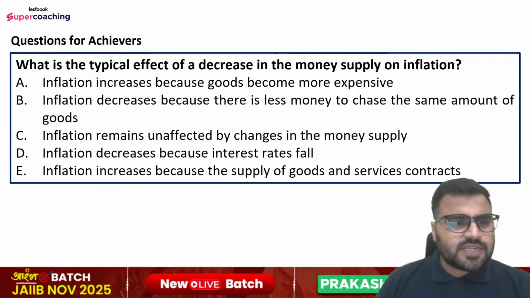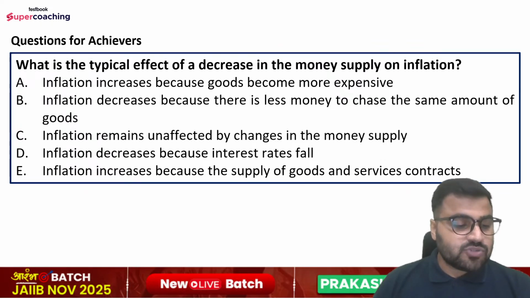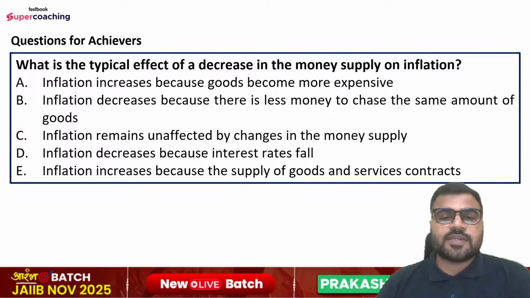The question is, what is the typical effect of a decrease in the money supply on inflation? Inflation increases because goods become more expensive. Inflation decreases because there is less money to chase the same amount of goods. Inflation remains unaffected by changes in the money supply. Inflation decreases because interest rates fall, or inflation increases because the supply of goods and services contracts, right? So the right answer to this question you have to give in the comment box.